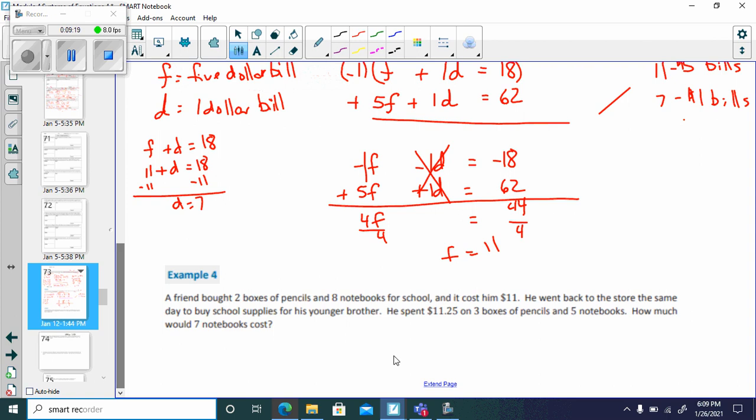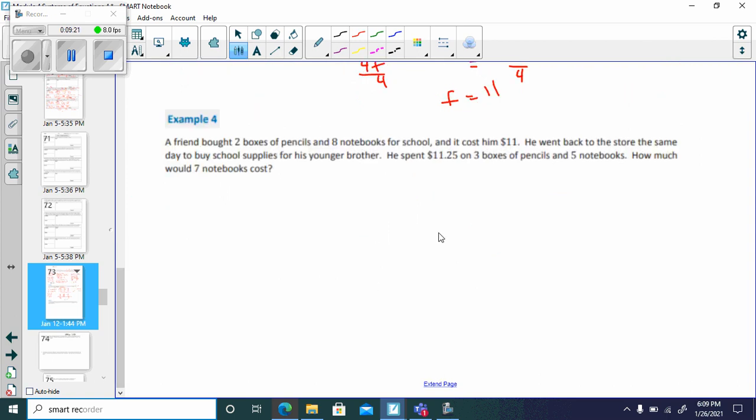All right, and number 4. A friend bought 2 boxes of pencils and 8 notebooks for school, and it cost him $11. Okay, so let's do this. We've got 2 boxes of pencils, 8 notebooks, $11. He went back to the store the same day to buy school supplies for his younger brother. He spent $11.25 on 3 boxes of pencils and 5 notebooks. How much would 7 notebooks cost? Well, first we need to figure out what 1 notebook costs, don't we?